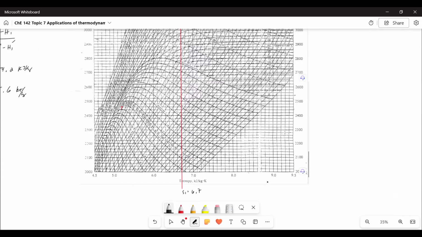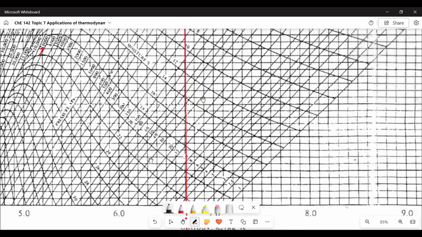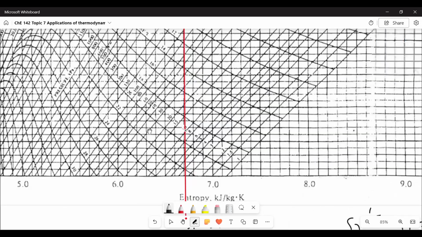Okay, so if we assume isentropic expansion, S2 prime equal to S1 equal to 6.7, and then find the pressure that is 10 kilopascal, that has that entropy. So let's find the 10 kilopascal. So here, this is the 10 kilopascal. That point right there.